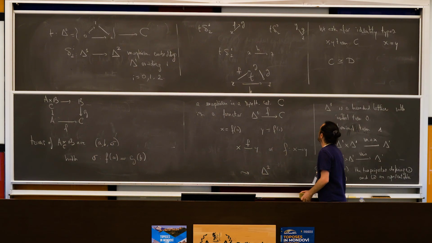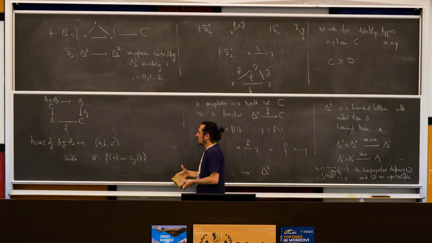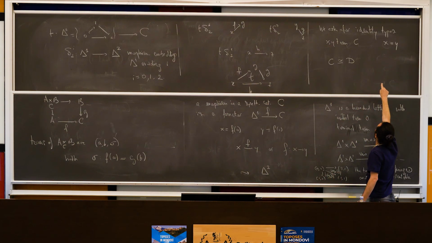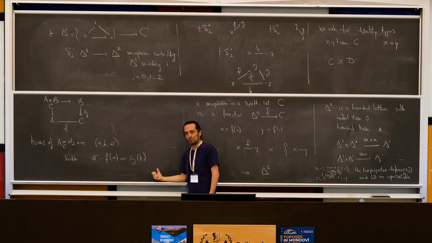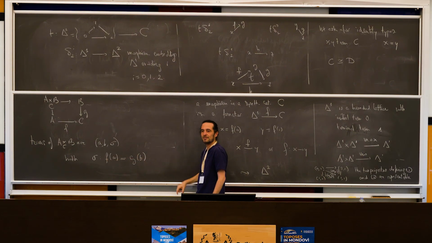And if you think of what you do in topology, it would correspond to the homotopy fiber product, because you could think of this as the space of paths from x to y. That means here you are taking the homotopy fiber product. This sigma would be a path from f of a to g of b.